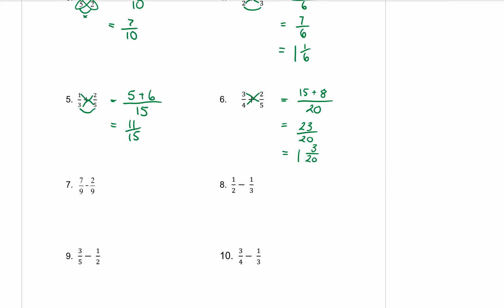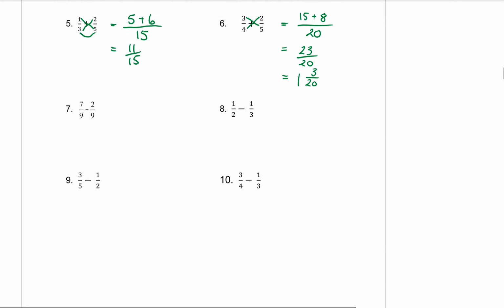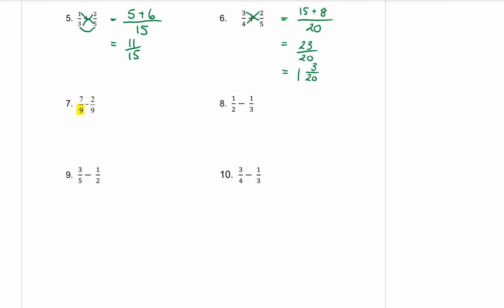Great, all right. The next question, question 7, we're now going to start doing subtraction. The first one is back to a super easy one because the denominators are already the same. So that means the 9 is going to be the denominator in the answer. Then all I need to do is subtract. 7 take away 2 is 5. The only difference is that we're subtracting the top numbers instead of adding them. The rest of the process is the same.